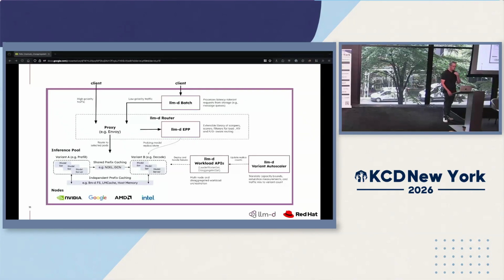So this is actually the architecture of llm-d. And this is a pretty fast moving project. I think 0.7 just shipped. I just grabbed this from the docs, so it should be up to date. But the earlier one I had from like a month ago was a little different.